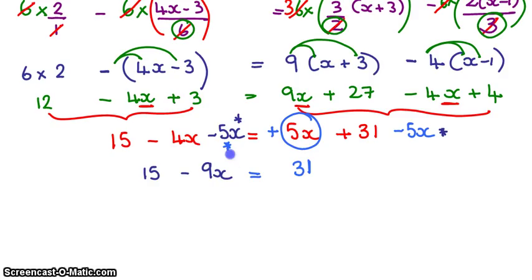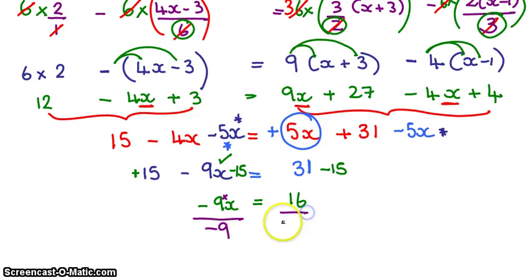Now my x's are fine. I want my numbers on the left, which means I have positive 15. So I have to minus 15 as long as I do it to both sides, which means I'm left with minus 9x, and 31 take away 15 is 16. Then I want x by itself. I don't want minus 9x. So how's that minus 9 connected to x? Multiplying. How do you undo multiplying? I divide by negative 9 on both sides, which means my negative 9 divided by negative 9 is 1. So I'm left with x, which is 16 divided by negative 9.